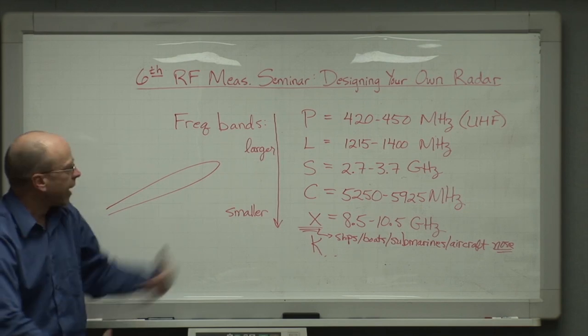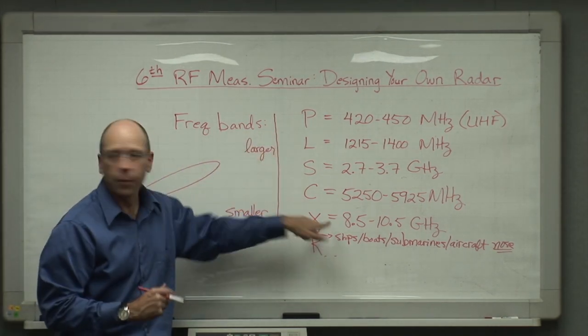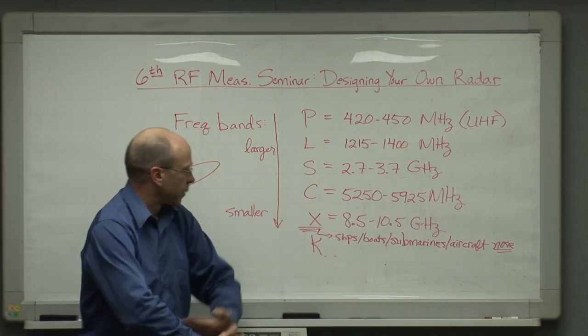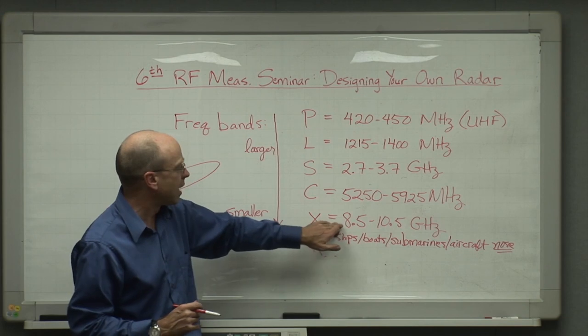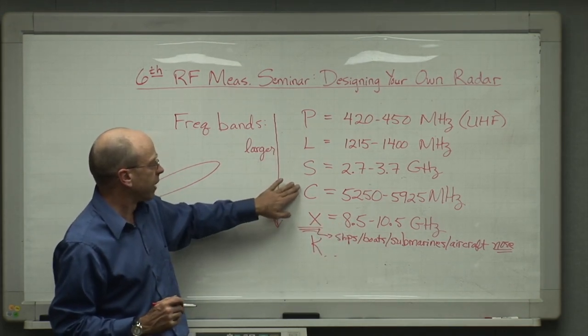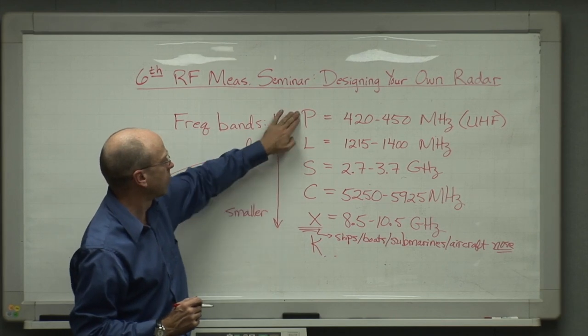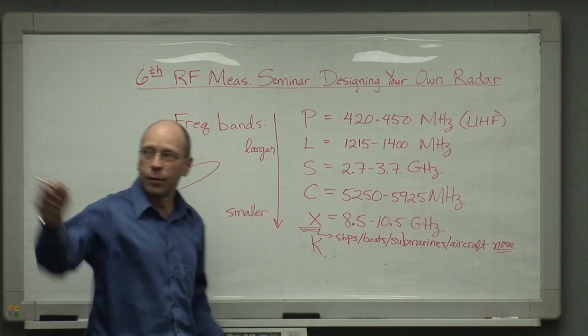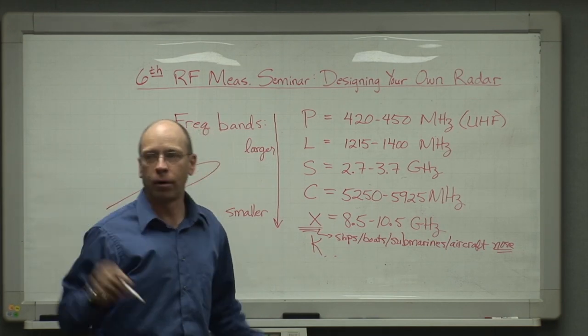It's going to be hard to do that at these kinds of frequencies, but you can do it up at these kinds of frequencies. So typical aircraft units that are mounted up in the nose of the plane are going to typically be operating in X or K band. 5250, 5925 is kind of intermediate, but by the time you work down into here, you're looking at radars that are rather large that are going to operate in terrestrial applications like that one on the wall right there.